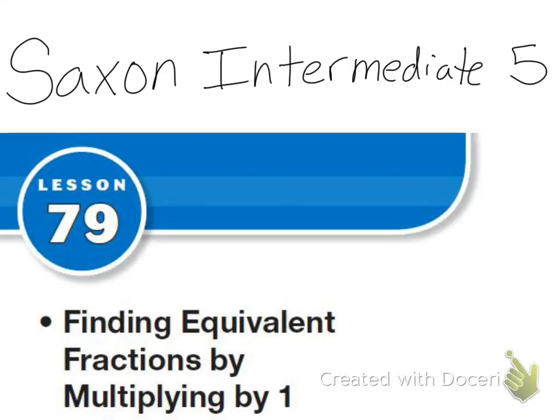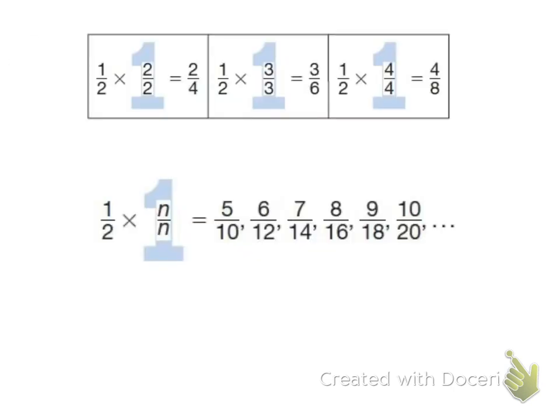Hello everyone, today's lesson is lesson 79, finding equivalent fractions by multiplying by 1. So equivalent fractions are fractions with different names for the same number. For example, 1/2 is the same as 2/4, 3/6, and 4/8. Okay, they're equivalent because they're equal to each other.